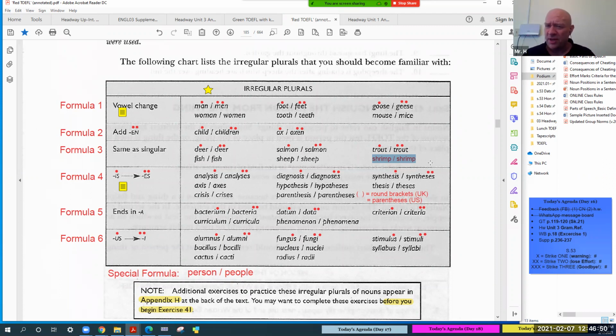Why do the British have to make everything complicated? For us, if it's in the ocean, most things, it's an irregular plural. Fish, salmon, trout, shrimp. But the British have to make it complicated, right? Formula 3: fish, salmon, trout, but shrimps.